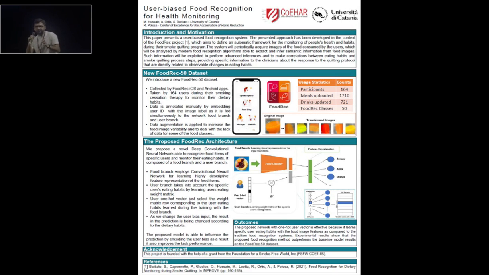The food branch basically learns the visual representation of the food items, and on the other side, the user branch takes into account the user habits by learning the eating weight matrix of the user. So it takes a one-hot vector as input and is learning 164 users' eating weight matrix with 512 features. So when we change the user input, the prediction changes according to the specific user, according to their habits that are learned while training with the food branch. So it's an effective approach and it outperforms the results.